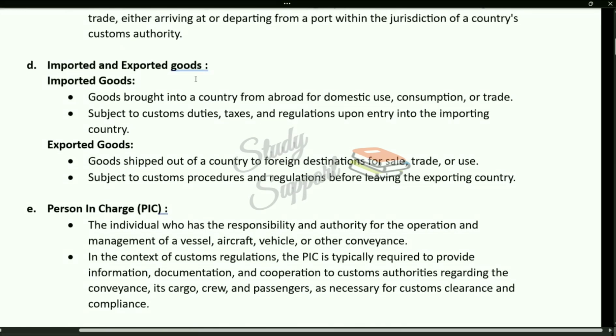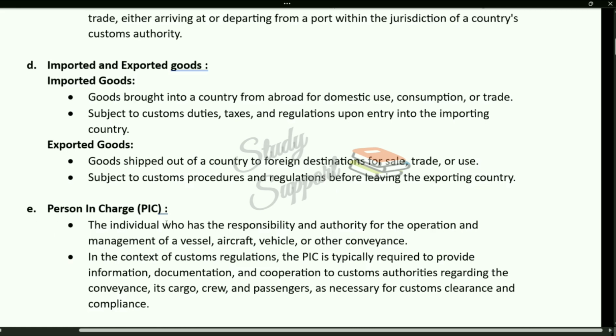D. Imported and exported goods. Imported goods. Goods brought into a country from abroad for domestic use, consumption, or trade. Subject to customs duties, taxes, and regulations upon entry into the importing country. Exported goods. Goods shipped out of a country to foreign destinations for sale, trade, or use. Subject to customs procedures and regulations before leaving the exporting country.